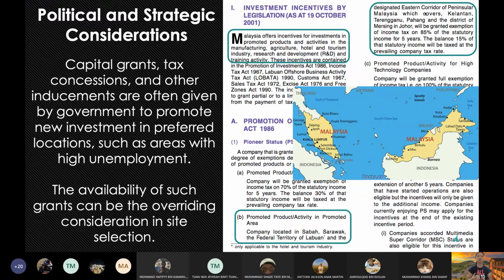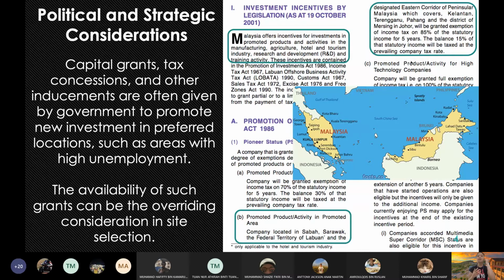So if you build your chemical plant in any of these areas, what do you get? The government will grant you tax exemption of 85% of your income for 5 years. Meaning for the first 5 years, you get 85% tax exemption of your income. Okay, and the balance 15% will be taxed at the company tax rate. As I told you before, the first 5 years is usually the minimal amount of years for the company to break even. So that's why normally the government will give you some sort of tax exemption for the first 5 years in order to attract you to build your chemical plant in such areas.